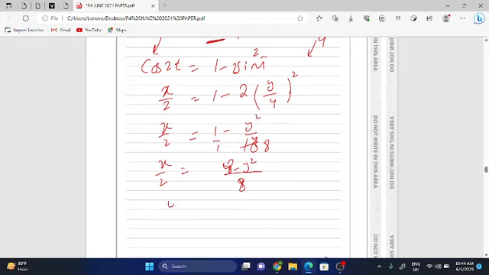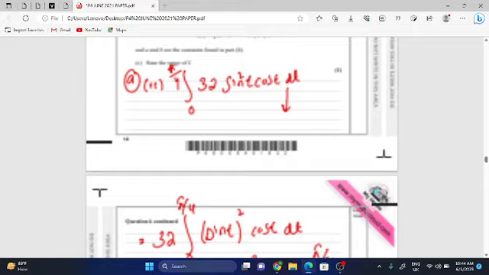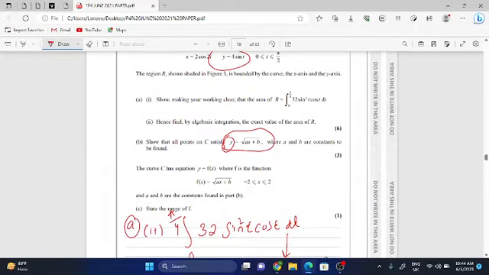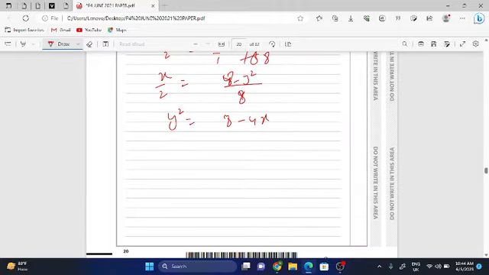So subject your equation as y square, that gives you 8 minus 4 times x. So y square is equal to 8 minus 4x, and you have to show your expression in the form y is equal to the square root of ax plus b. In order to get rid of this square, you apply the square root on both sides, and your y would be the square root of 8 minus 4x.